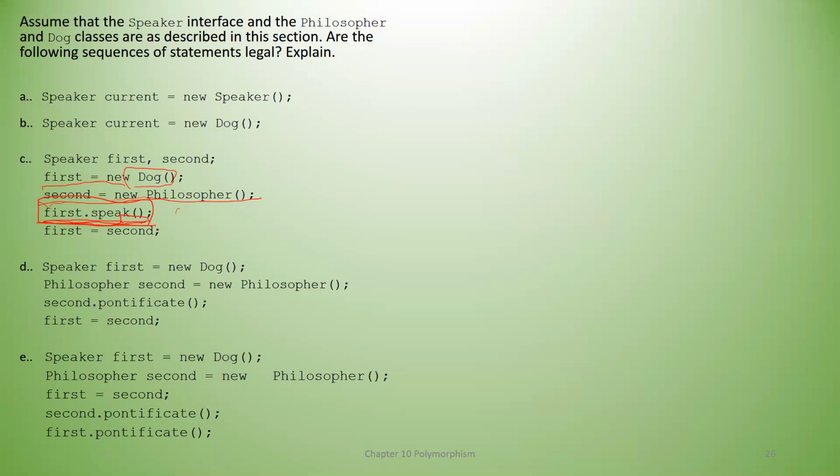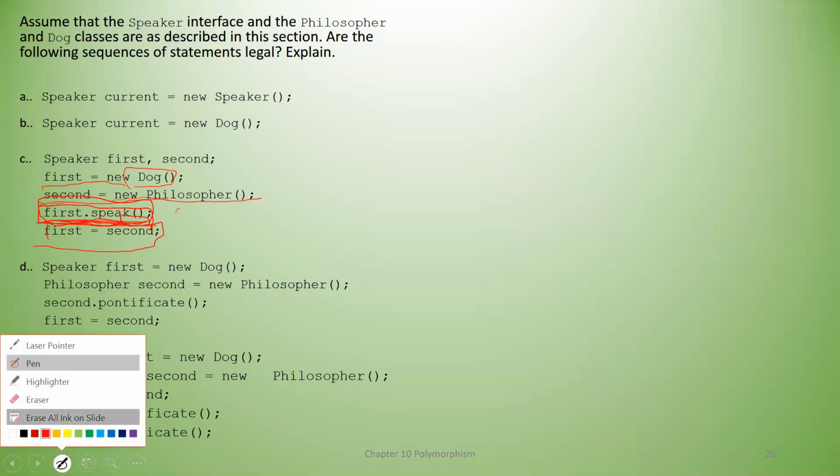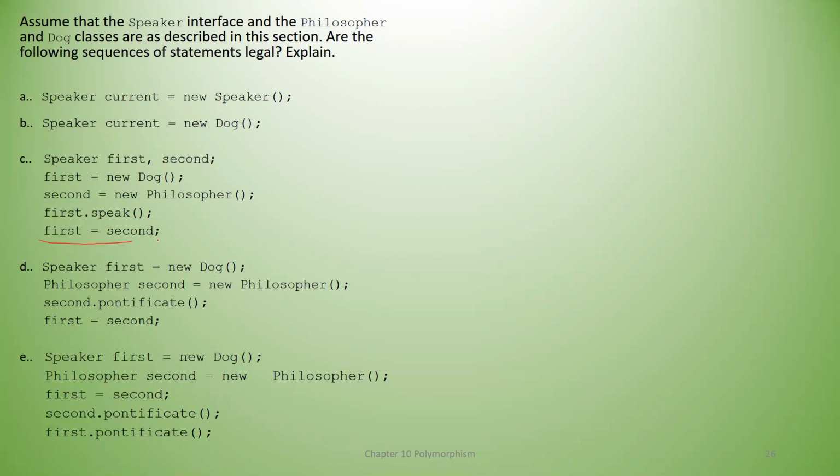Everybody, once again. Yes, it's valid. What about this one? First is equal to second. Is that valid? Yes. Why? Originally first was a dog and second was a philosopher, but now the definition is changed to equal the other. This is valid because they are both speaker reference variables, so you can assign one reference variable to another.